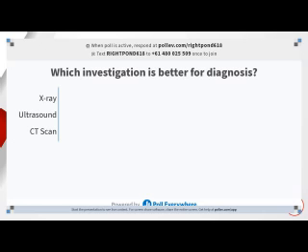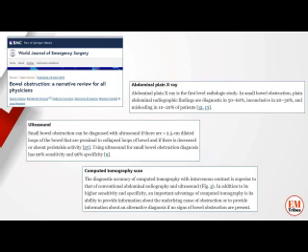Now, investigations form an important part of our diagnostic process in acute bowel obstruction. And we have several imaging methods available to us, X-ray, ultrasound, and CT scan. So which one is actually better? This is more for doctors. Which is better for us to use to diagnose acute bowel obstruction? X-ray, ultrasound, or CT?